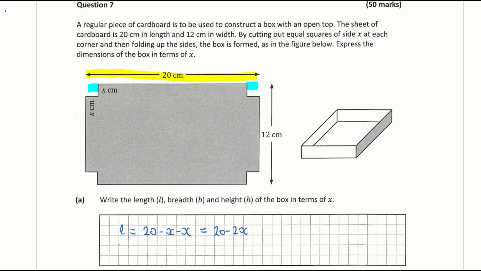The breadth of the box, or the width of the box, we're going in the opposite direction this time. So we have 12 as the width. We're going to fold over the two ends, which are x and x. So that's leaving us with 12 minus x at both ends, which is 12 minus 2x. And then the height of the box is the corners basically that we're folding up, and the height of the box is represented by x. So that's our length, width and height of the box. Nothing too difficult there, hopefully.